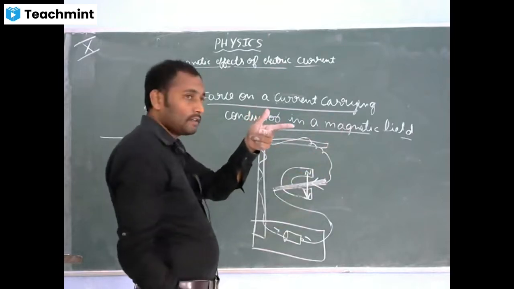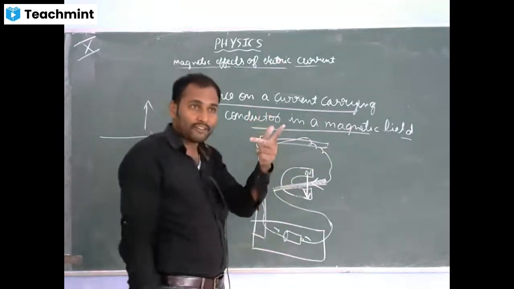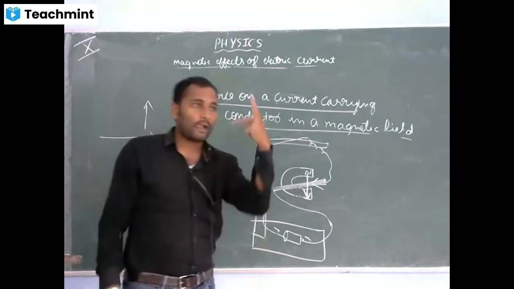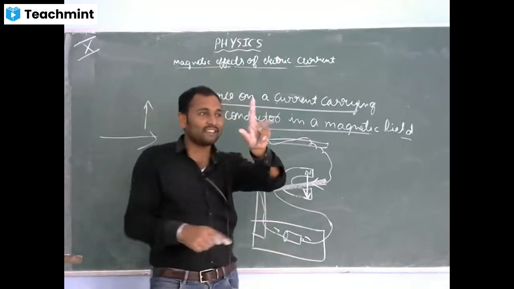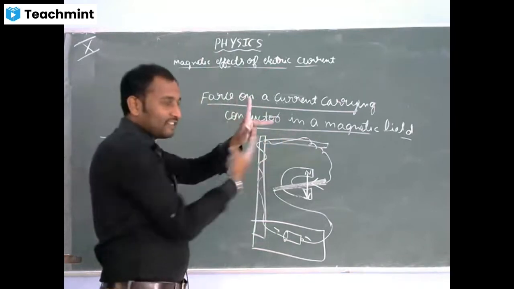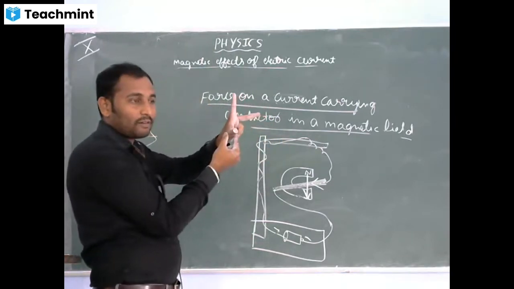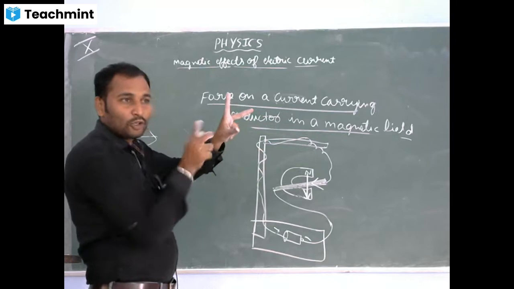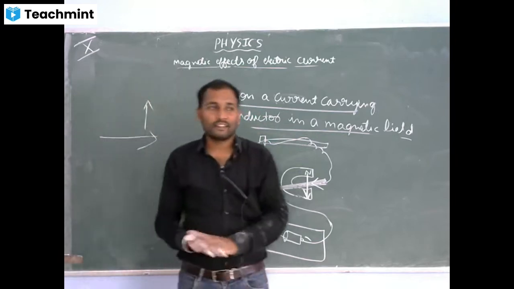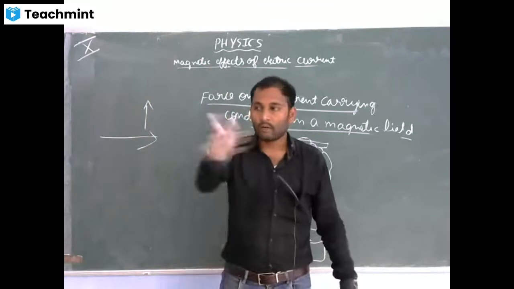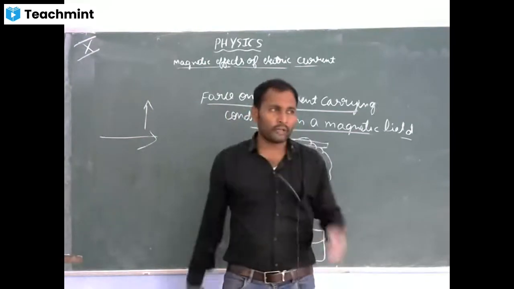Direction of electric current. Sorry, direction of magnetic field. I said from top to down. So this is the direction of magnetic field. Current is this side. So direction of motion of the conductor is towards you. Clear? Did you understand? We will go with one more trial.